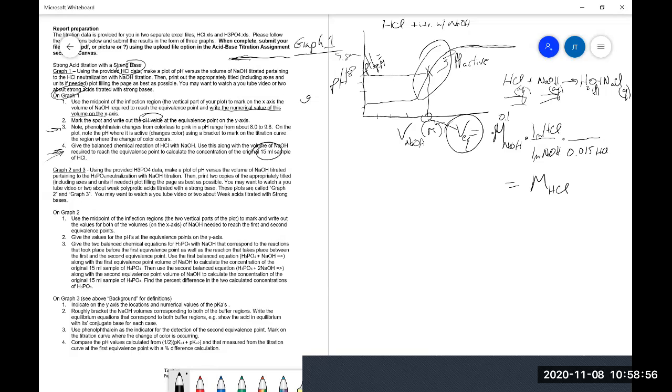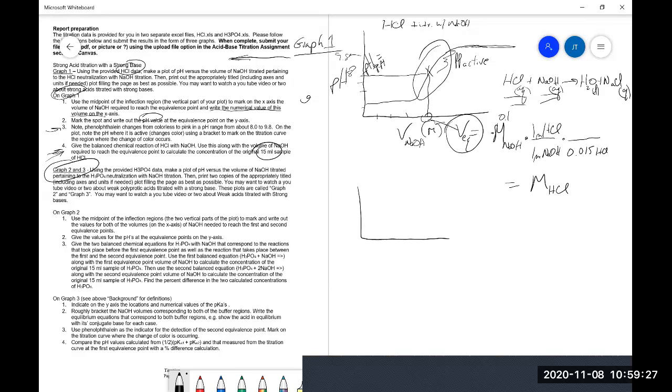And then we're done with graph 1, and you just upload that sheet into Canvas for your report. All right, graph 2 and 3. In this graph, you're going to make the same plot. It's the phosphoric acid with NaOH. So you're going to need to do the title and the axes with the appropriate units, just like we did before. But I'm just going to write here what it looks like.